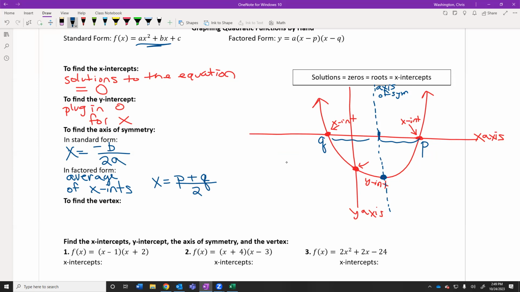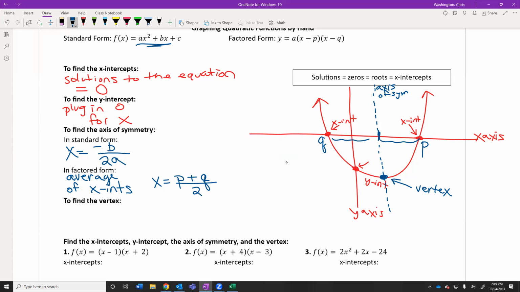All right, what is the vertex? I put this point on here because I thought we were at the vertex, but we weren't quite there yet. At the very bottom of the graph, the point that separates the two halves, the very tip of the graph, or the top if it were to open up, we call that point the vertex.